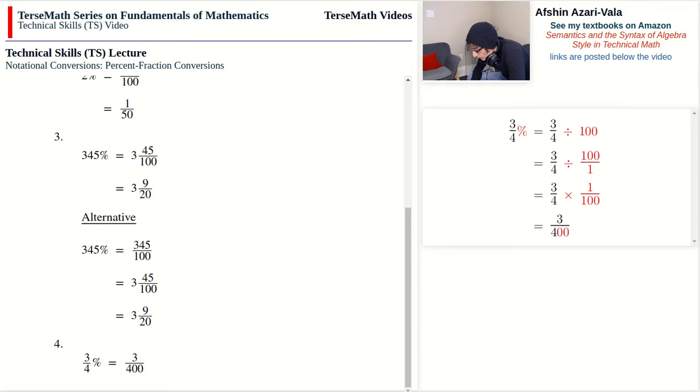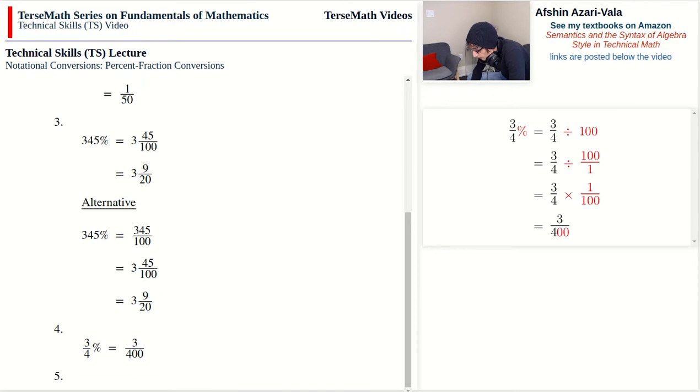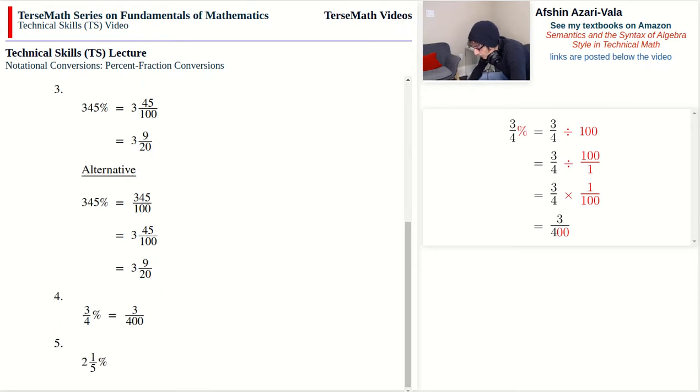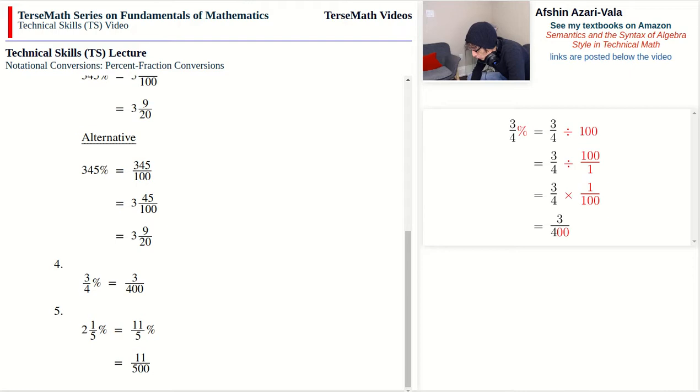Okay, so we end up with 3/400. Problem 5, in case you have a mixed number, before you add 2 zeros to the denominator, this is important. Please make sure that you change your fraction to an improper fraction. So in this case, we get 5 times 2, 10, plus 1, 11. And this becomes 11/5%. And now I can add 2 zeros to the denominator as a shortcut and get 11/500.